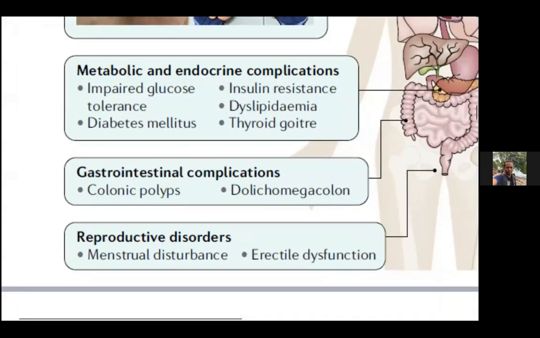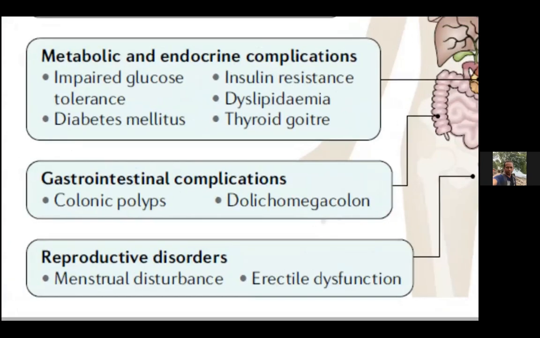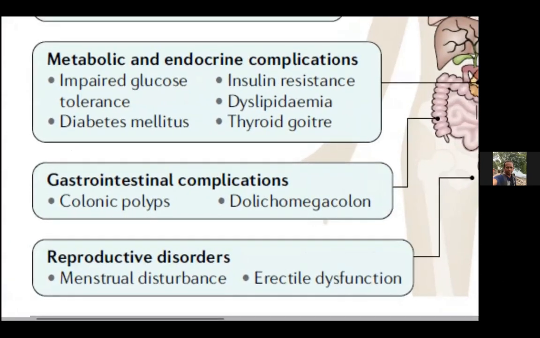Gastrointestinal complications are colonic polyps. You find polyps all throughout the colon, top to bottom, and sometimes adenomas, small tumors sitting in the colon, and dolichomegacolon. That is, you have a long, big colon. Dolicho is long and mega is big. Dolichomegacolon.